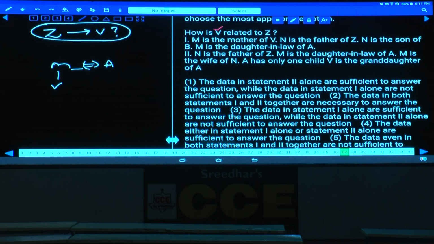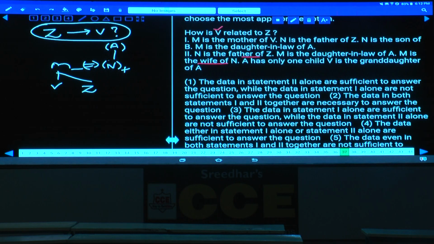M is the daughter-in-law of A means A is M's husband's mother. Who is that person here? Daughter-in-law of A. A must be here. Daughter-in-law of A. N is the father of Z. M is the daughter-in-law of A, and M is the wife of N. M is the wife of N. N will be here. M is the wife of N. N is the father of whom? N is the father of Z. M is the daughter-in-law of A.